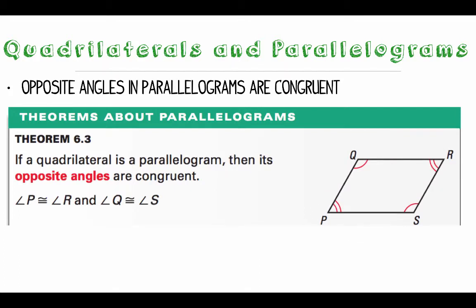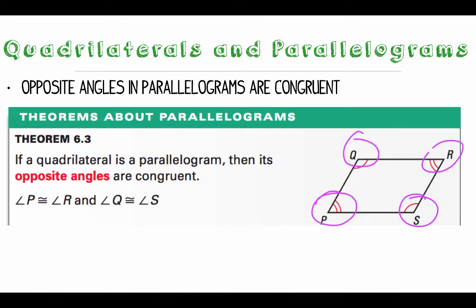Coming up next, we'll take a look at theorem 6.3, which is if a quadrilateral is a parallelogram, then its opposite angles are congruent. So we're talking about P and R here. We're talking about Q and S as well. What we're talking about is those opposite angles being congruent. Q is going to equal S and P is going to equal R.